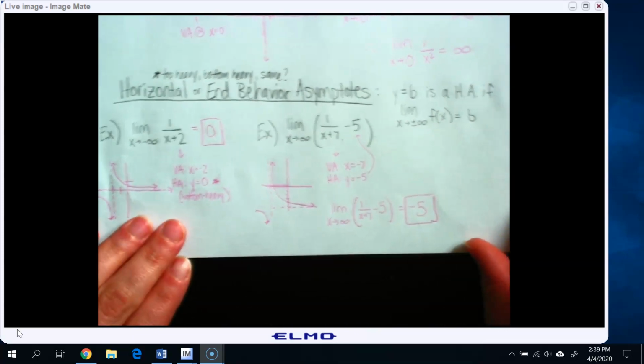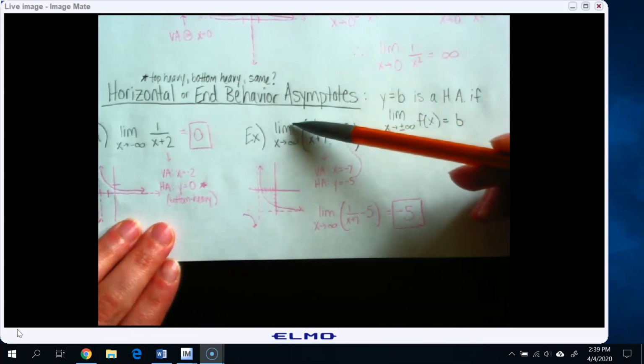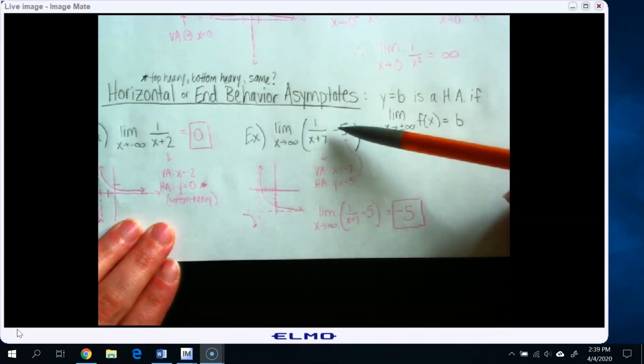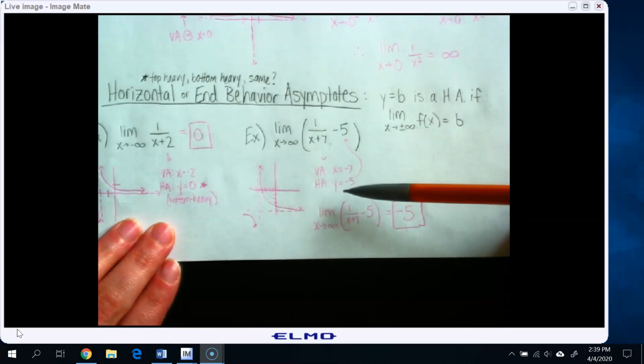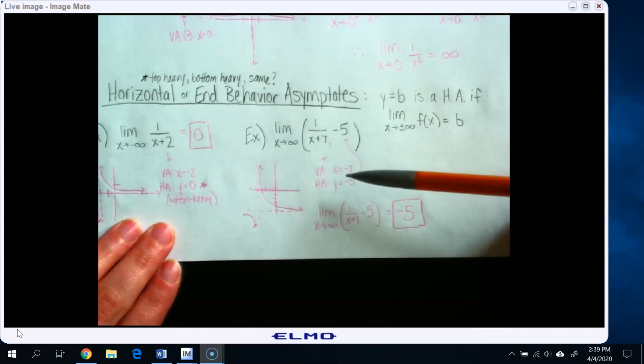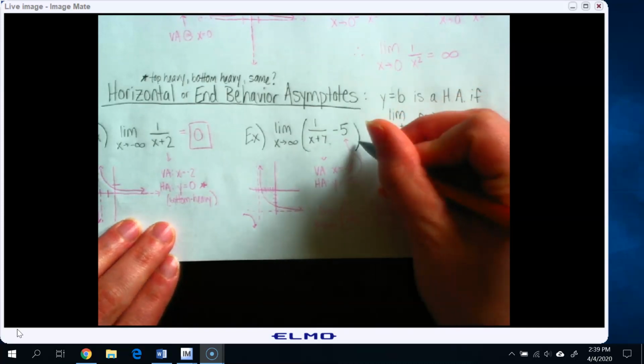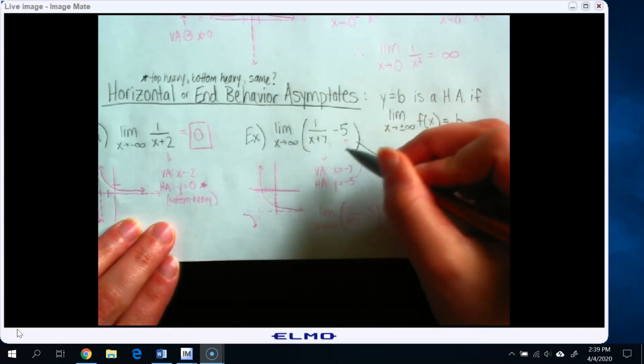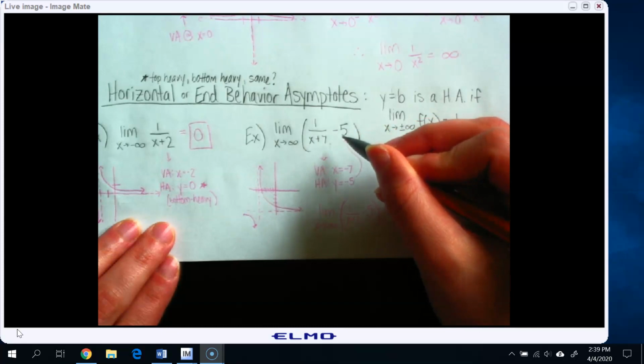All right, same kind of thing in that second example, the limit as x approaches infinity of 1 divided by x plus 7, minus 5. Again, I would find my vertical and horizontal asymptotes. Keep in mind, I know some people, like on the graphing review, maybe thought they had to combine these together to find the graphing information.